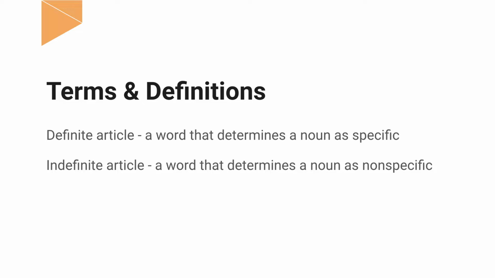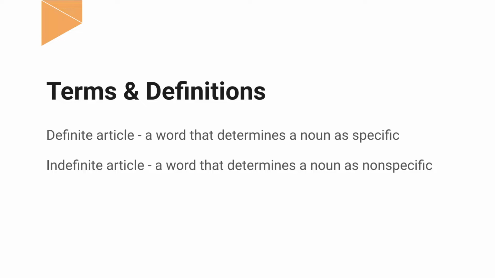So first we have the definite article, a word that determines a noun is specific. In English we only have one, and that word is "the". We use it a lot, and basically what this means is that if you add the word "the", it's pointing to a specific instance of that noun. So if I say "the banana", I'm talking about a specific banana and not a generic banana.